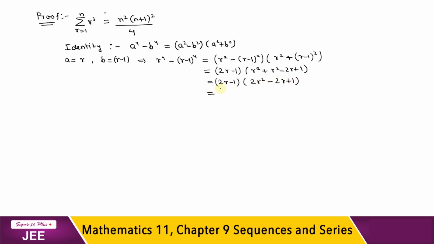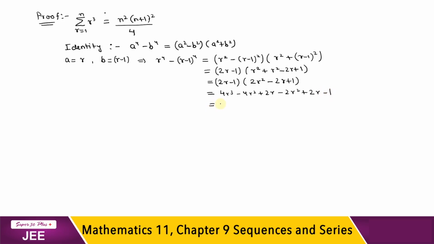So this is (2r minus 1) multiplied by (2r square minus 2r plus 1). Now multiply each and every term so that we can get 4r cube minus 4r square plus 2r minus 2r square plus 2r minus 1.